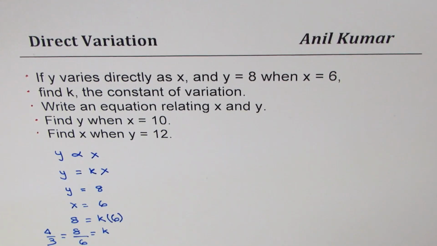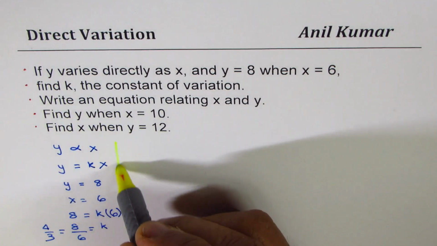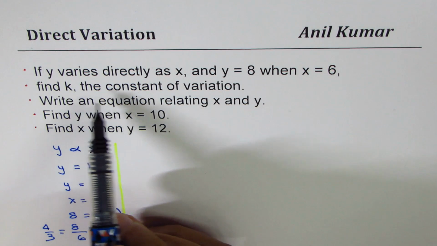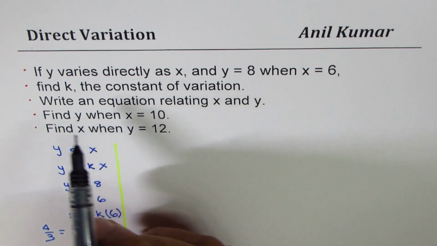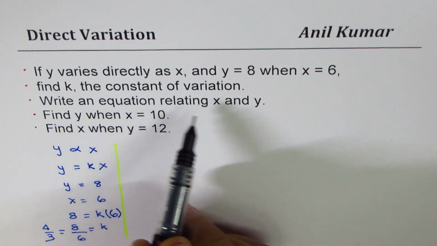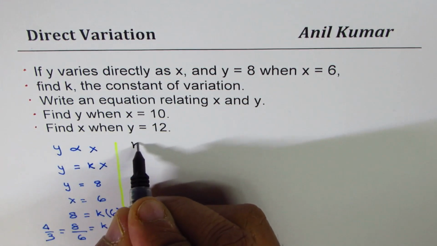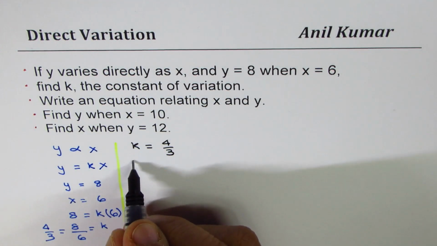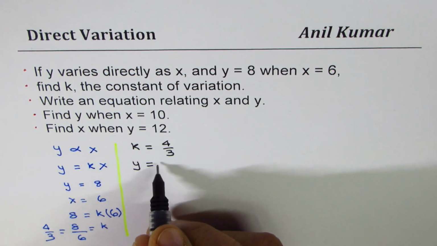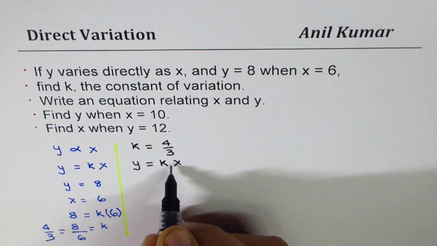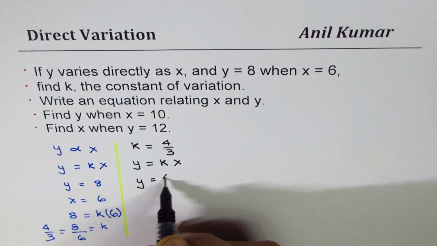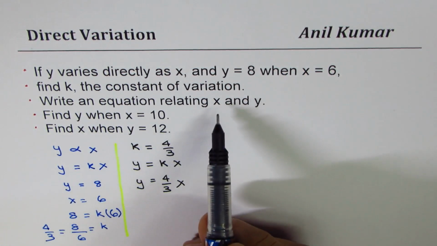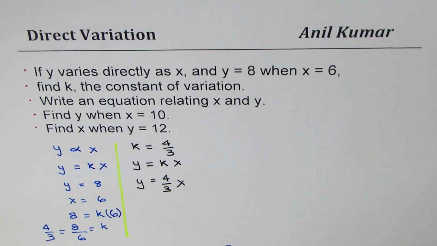So what we have done here is, from the given values of x and y, we have found the constant k, which is called the constant of variation, correct? The second part of the question is write an equation relating x and y. So once we have the constant of variation, which is 4 over 3, we can write the equation relating y with x and k. So y is k times x. K is 4 over 3 and therefore y equals 4 over 3 x. So that becomes the equation which relates x and y, right? So that is the equation.